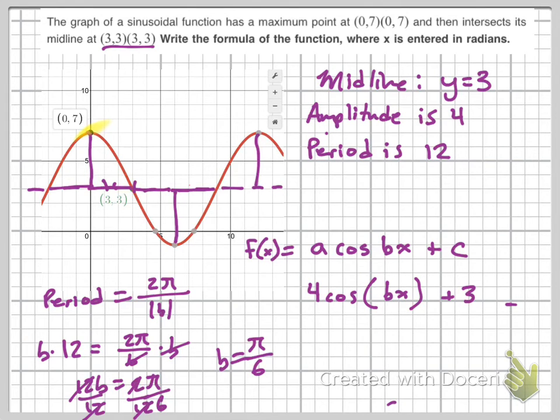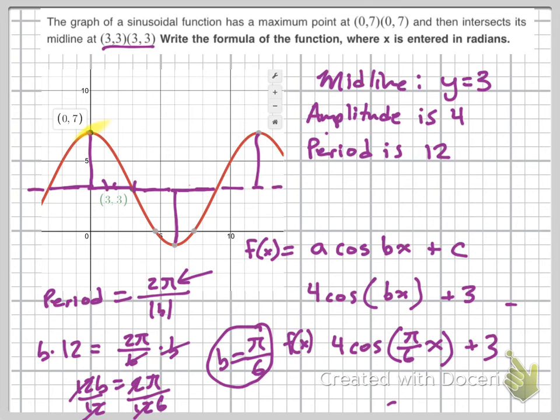Which makes sense, because if you notice here, rather than being in terms of pi, it's just in terms of units, right? The only way that would happen is if we had a pi in our b to cancel out the pi in our original 2 pi period. So the actual function here is going to be 4 cos of pi over 6 x, or pi x over 6, plus 3. This would be my function that represented this graph passing through these 2 points.